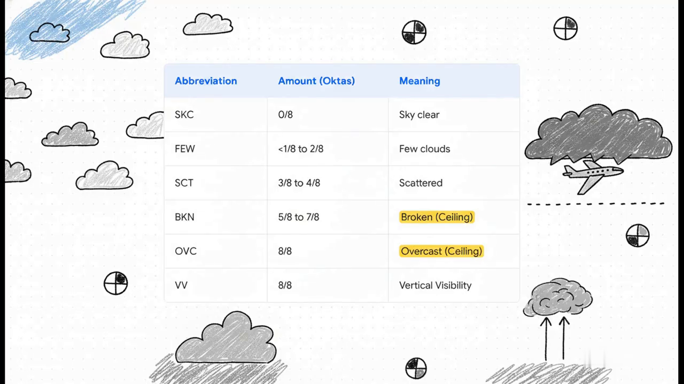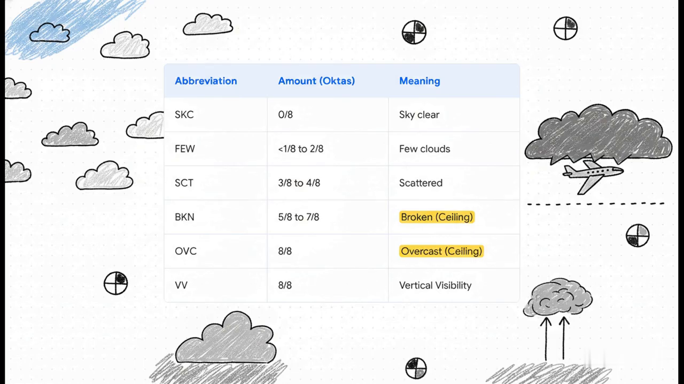And here's your cheat sheet for clouds. It's all measured in eighths of the sky, or octas. Few and scattered are pretty self-explanatory. But remember, the moment you see broken, or BKN, or overcast, OVC, you're officially dealing with a ceiling. And if you see VV, that means the sky is totally obscured, and the number after it is your vertical visibility into something like fog or heavy snow.